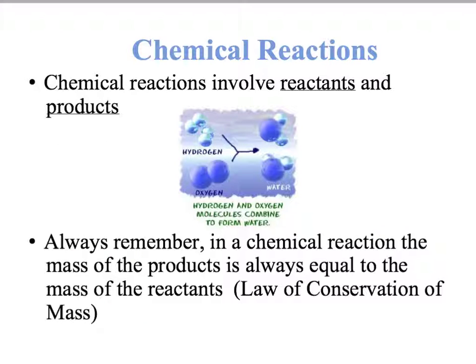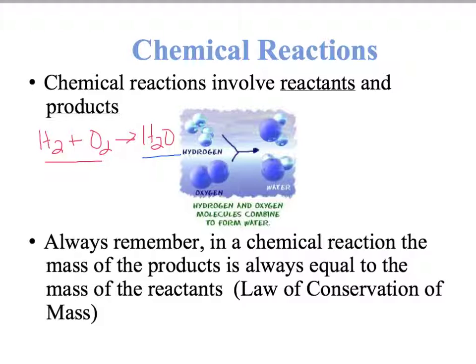Chemical reactions involve reactants and products. You kind of learned about this last year in physical science, but if I have H2 plus O2 yields water, these over here on the left are my reactants with the red underline, and this one over here, the blue on the right, those are my products. So that's the difference between that.